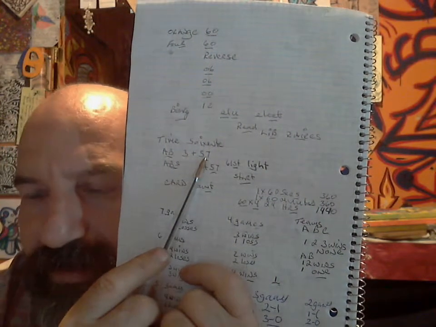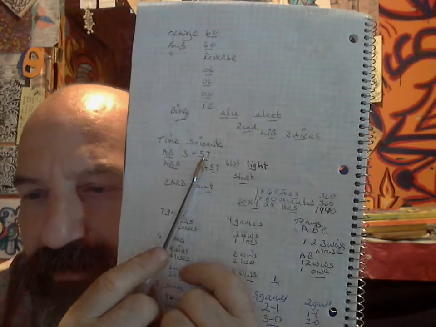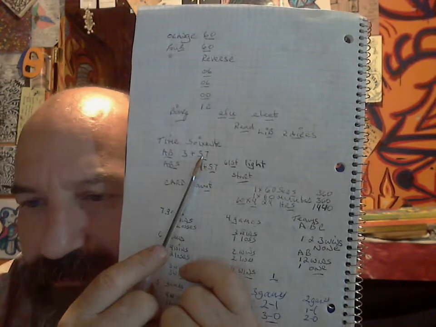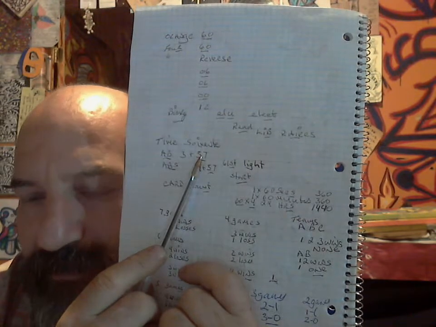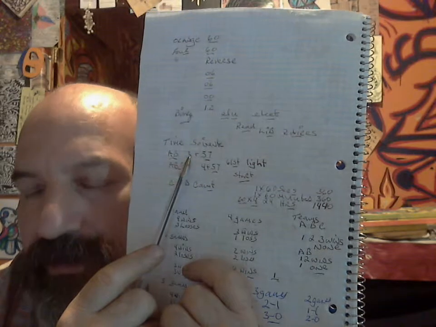3.75 and 3.75 is 7.5. 7.5 and 7.5 is 15 minutes. 3.75 is a movement against a dart clock.